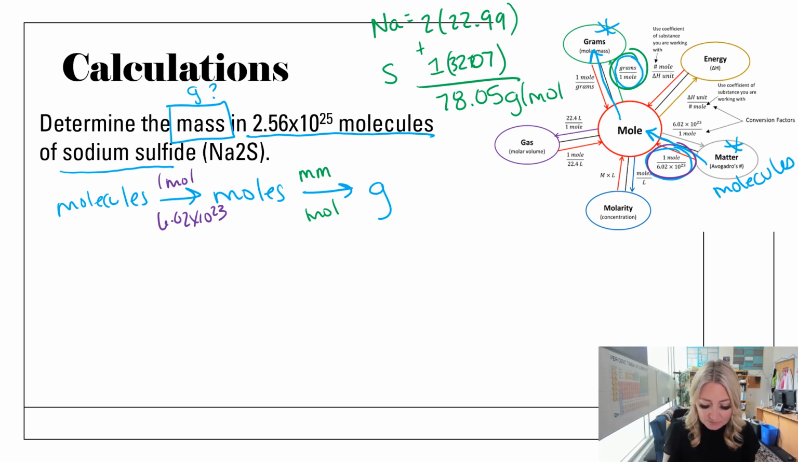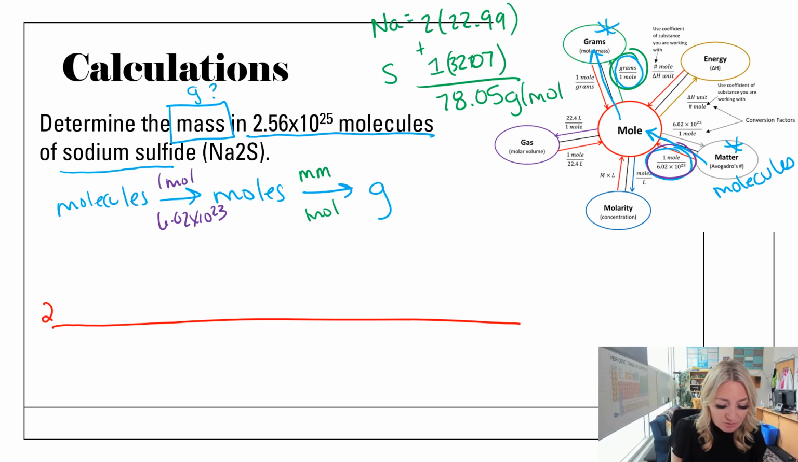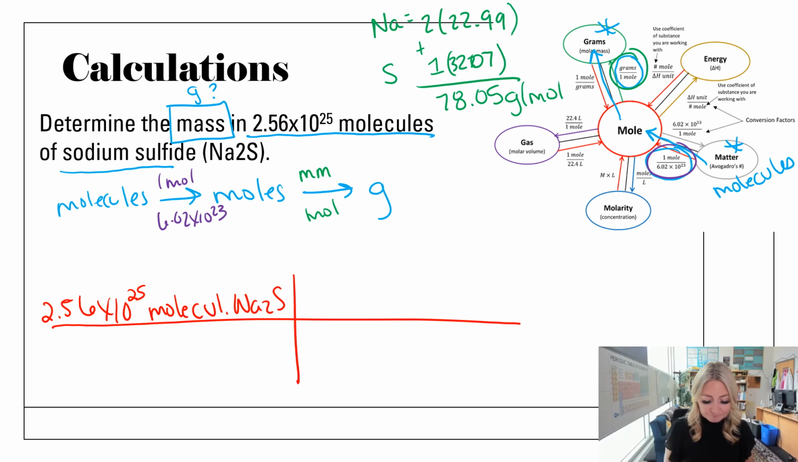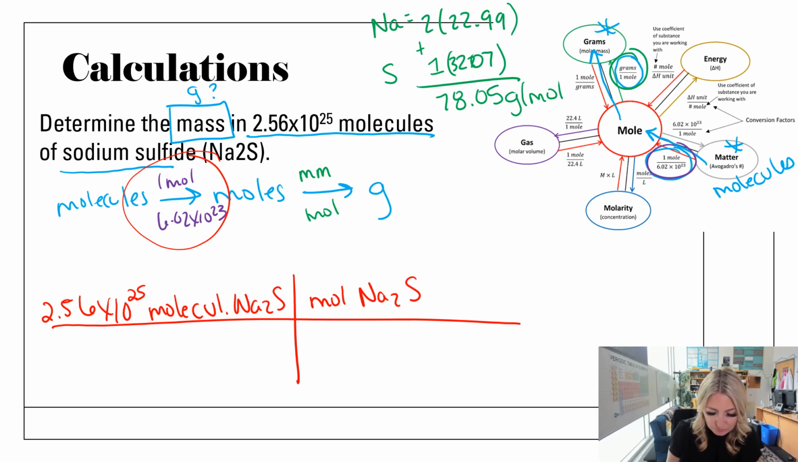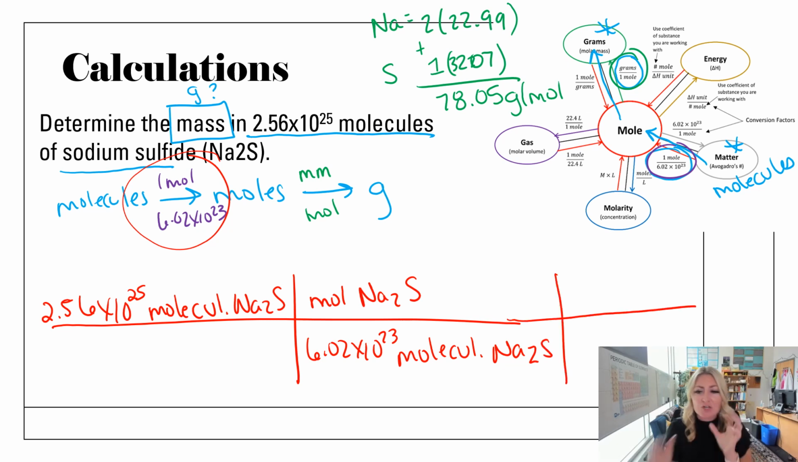All right, let's go ahead and set up our T-chart. Boom. 2.56 times 10 to the 25th molecules. Again, I'm going to make sure I put that C at least on there of my sodium sulfide. Don't want to abbreviate to MOL. I don't know if you're talking about moles or molecules. First conversion factors right here. 1 mole of sodium sulfide is equivalent to 6.02 times 10 to the 23rd molecules of sodium sulfide. This is tedious right now to have to write all this out. I assure you it's going to be worth it in the end on the next podcast.